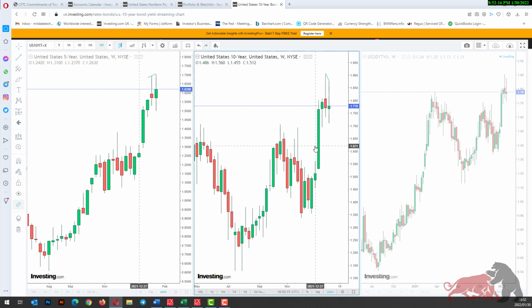Now remember, they're supposed to be in tandem, right? The moment you see divergence like this on the long-term interest rate markets, you should know that there's a huge move or a change in market direction that is coming.